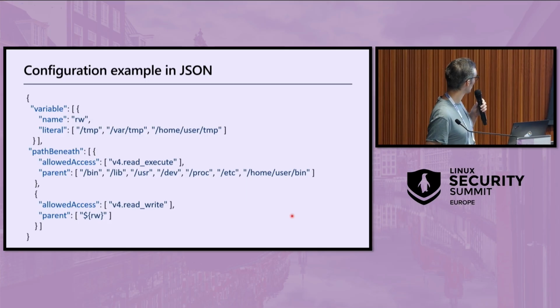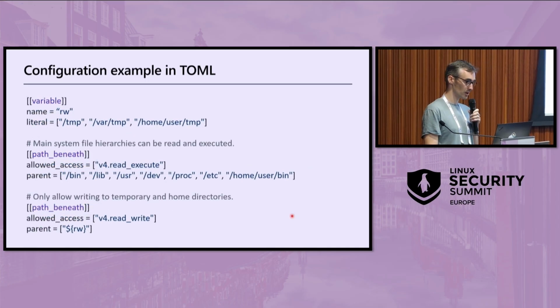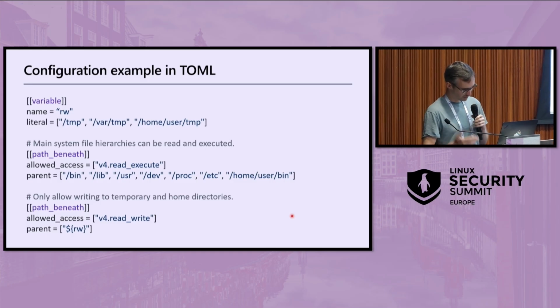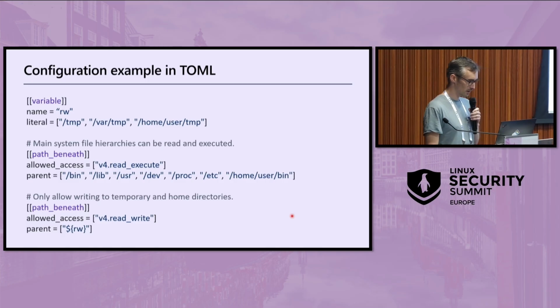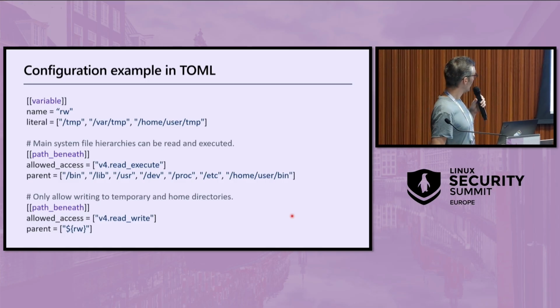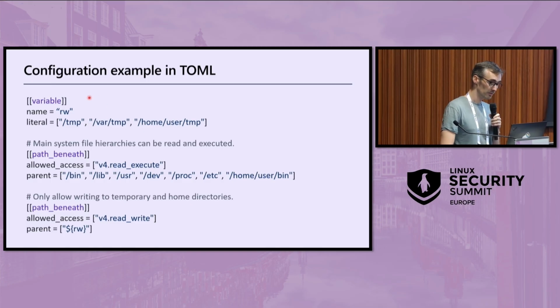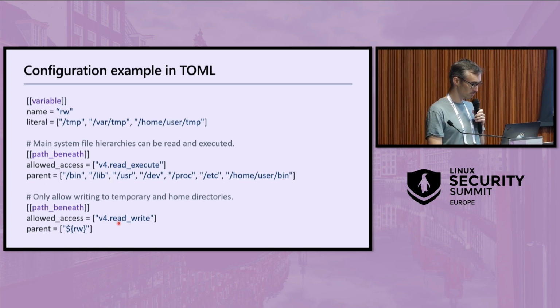JSON, you like it or not. But if you don't, you can write the same configuration with TOML, which is easier to understand, I guess, and to write. So that's the same thing. You define, in this case, a variable called RW with a set of hard-coded paths. And you can use it here, or you could use it here as well.